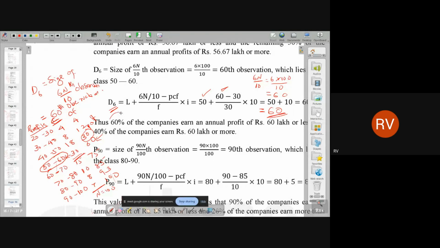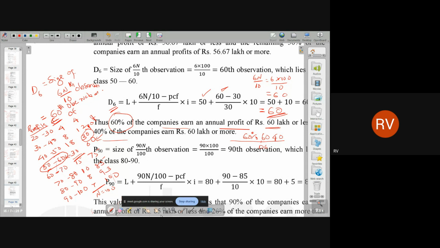That is, 60% of the companies earn an annual profit of 60 lakhs or less, and 40% of the companies earn 60 lakhs or above. That is D6. Similarly, we can find P90.